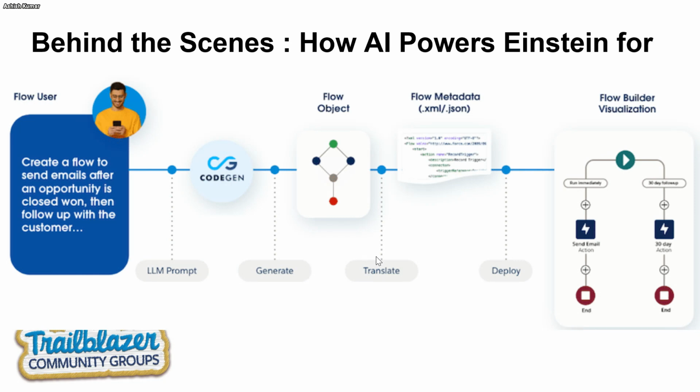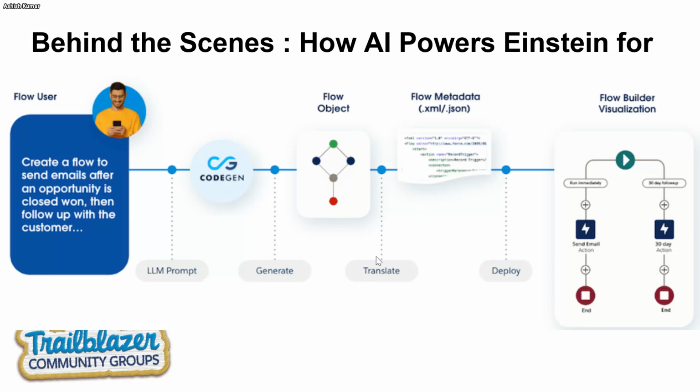So if you see here, CodeGen generated the flow metadata JSON-like XML in the backend, and after that it is deployed in our org. If you see it deployed in our org, after that we are able to see the flow visualization. So in the backend, we are passing the prompt, then the flow is automatically created.